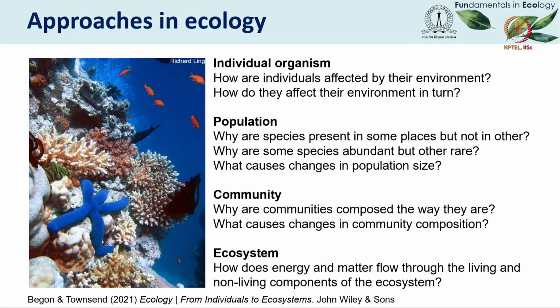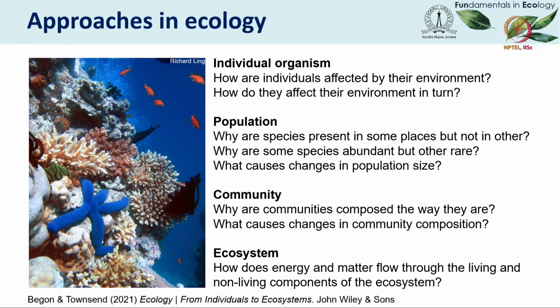At the population scale, you can ask questions like, why are species present in some places but not in other places? Why does the range of an organism end at this particular point and it's not found beyond that? Why is that the case? Why are species found in some places but not in others? Why are some species very abundant? They have large population sizes, high population densities, but a lot of other species are rare. Why do you see that happening? At the population level, you can also ask, what is population size and how does population size change? Those are questions that people ask at the population level.